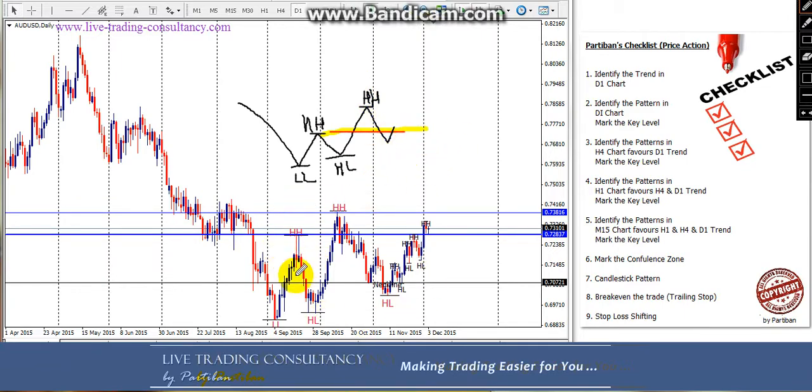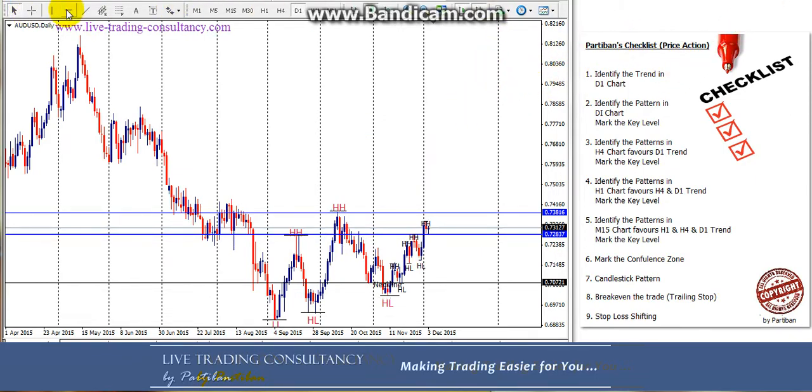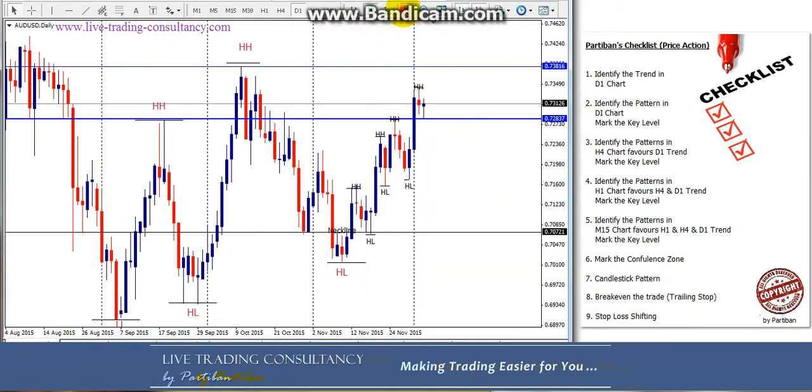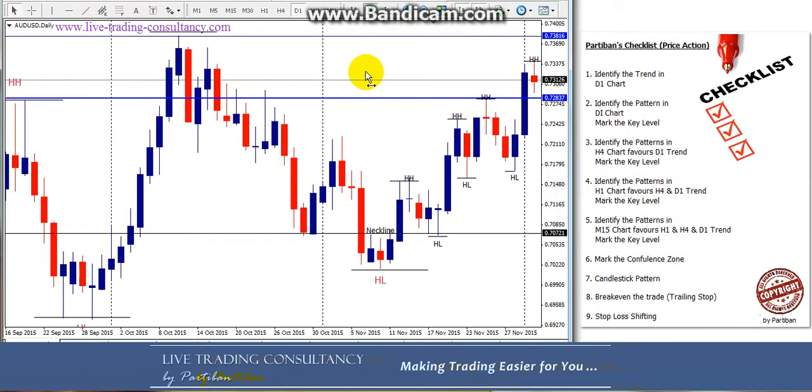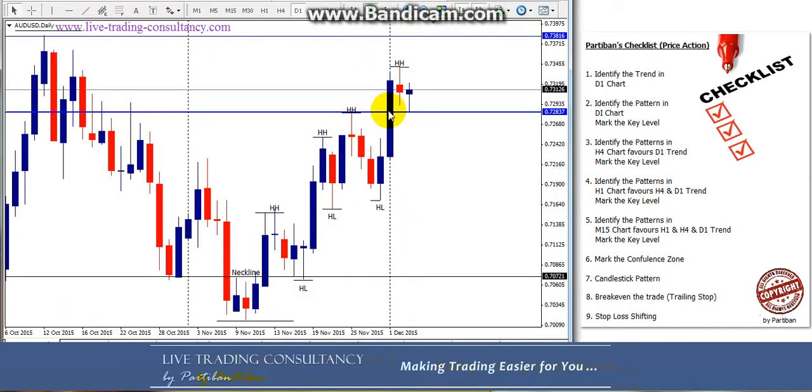So I observe this trend setup here in the daily chart, and I observe the pattern here. I already marked it with this line, the orange one, that's the key level. So this is the second step: mark the key level. We already marked it over here. So let's zoom in. Earlier, we already marked the line, so my trade setup was over here.